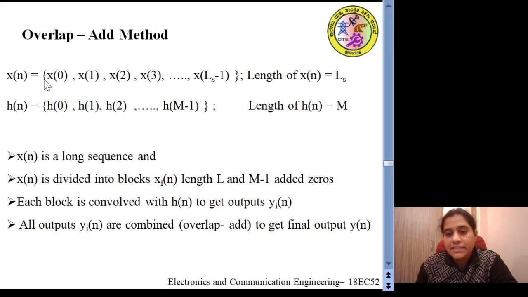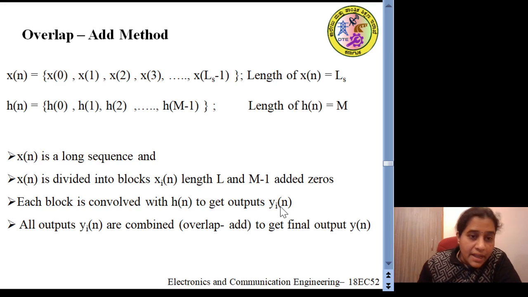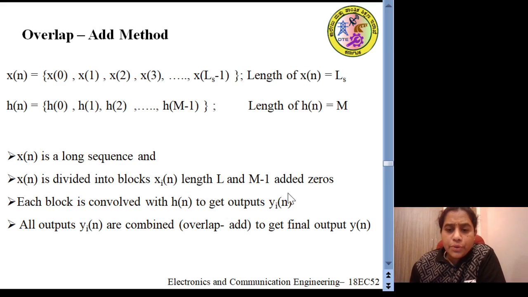As we considered, our x of n is a long sequence having many samples. So what we have to do is divide x of n into blocks of data, xi of n. Each block has L samples of x of n with M minus 1 zeros appended. Then the blocks we obtain have to be convolved with the given impulse response of the FIR filter to get the output blocks yi of n. At the end, we combine all the output blocks. Here we employ the overlap add method to get the final output.